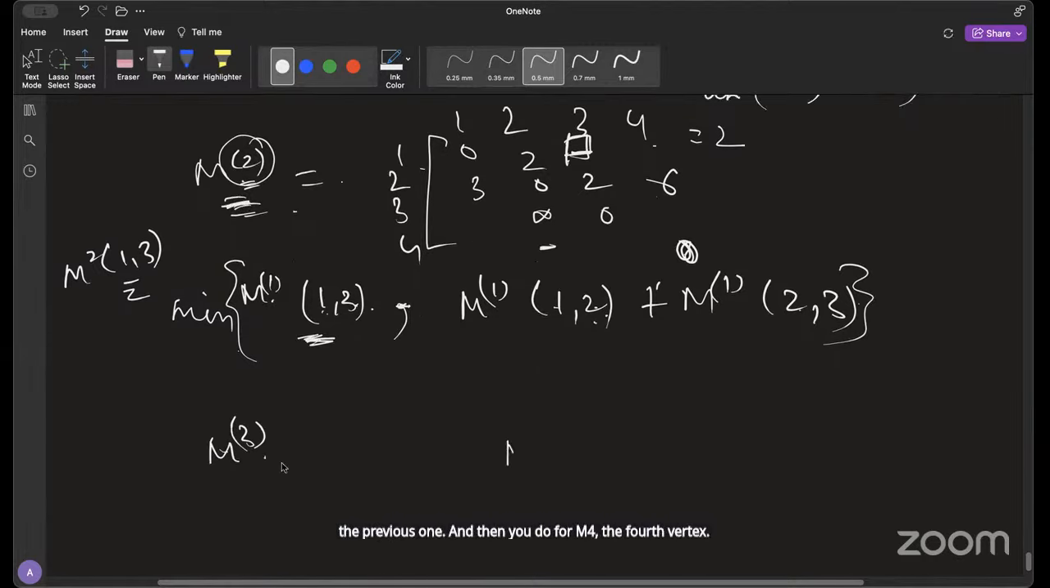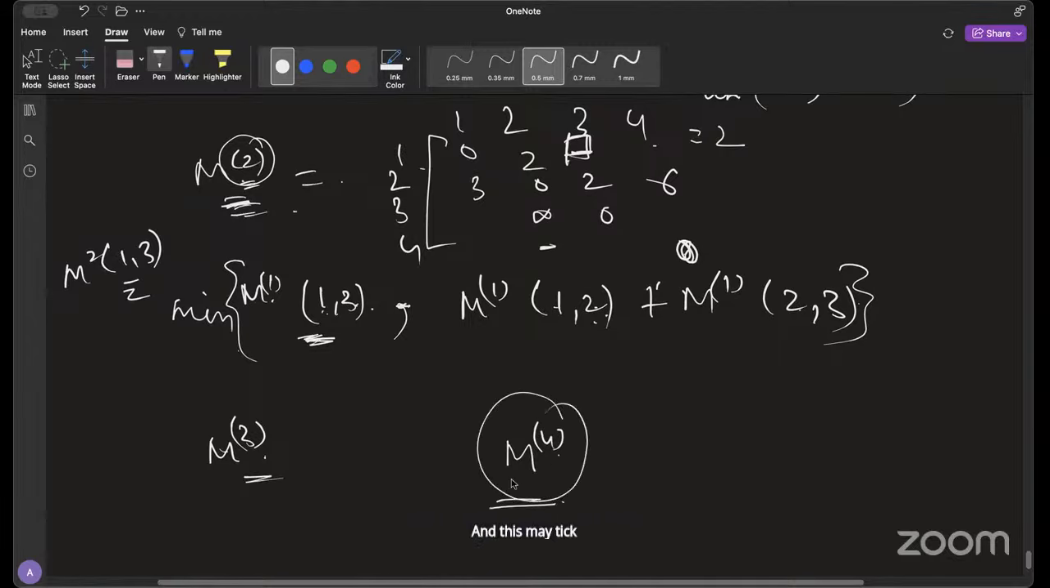And then you do M4 for the 4th vertex, and you use the previous matrix. The last matrix, because you have 4 vertices here in the graph, the last 4th matrix is going to give you the shortest distance of each vertex from every other vertex. Is that all right?